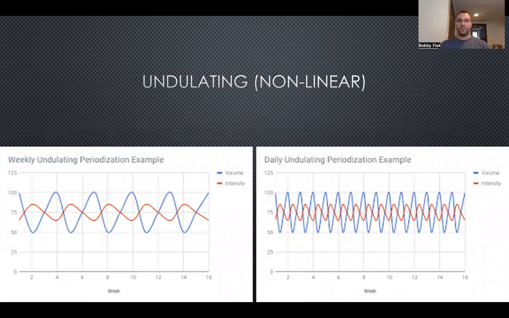So to battle that, we've got undulating or nonlinear periodization. We could go weekly or daily undulating periodization. Examples are right there on the graphs. And all this means is we're going to hit a different quality on a weekly or a daily basis.